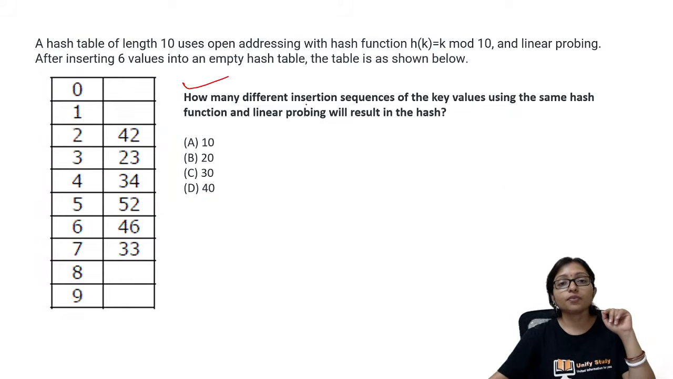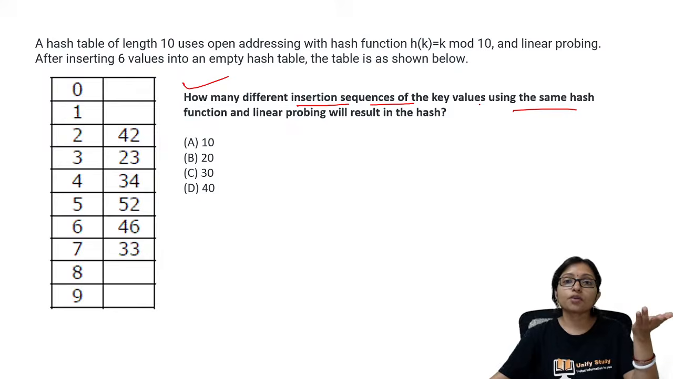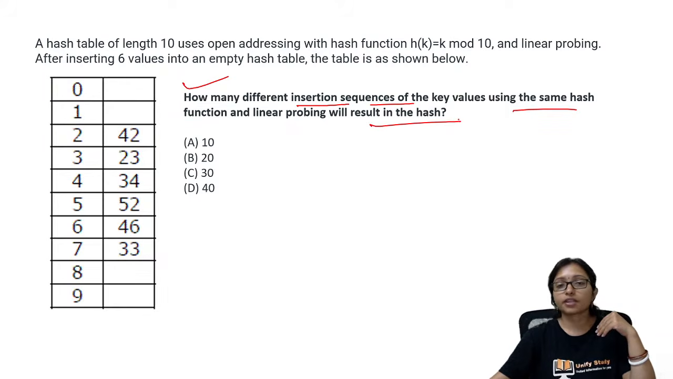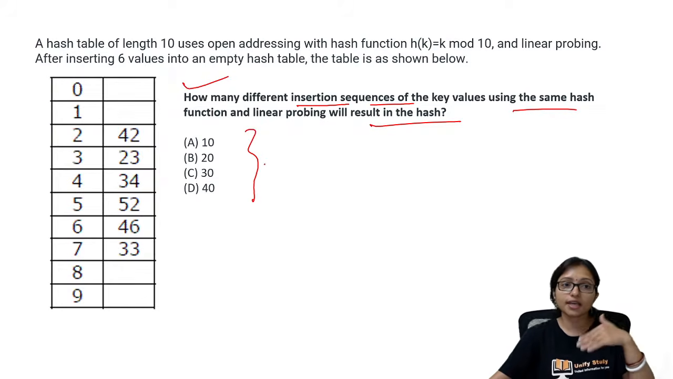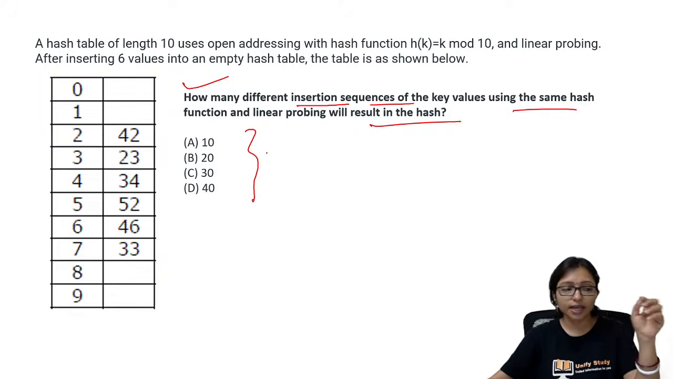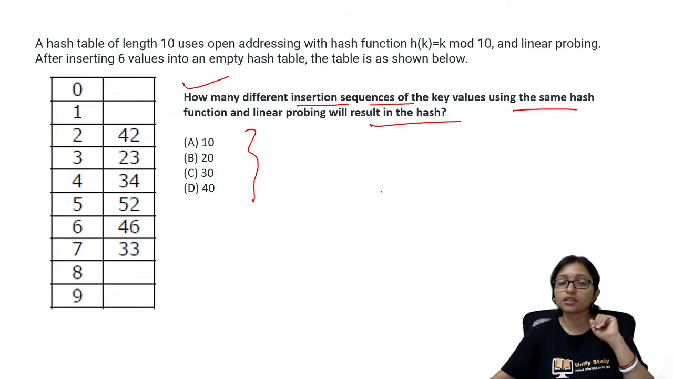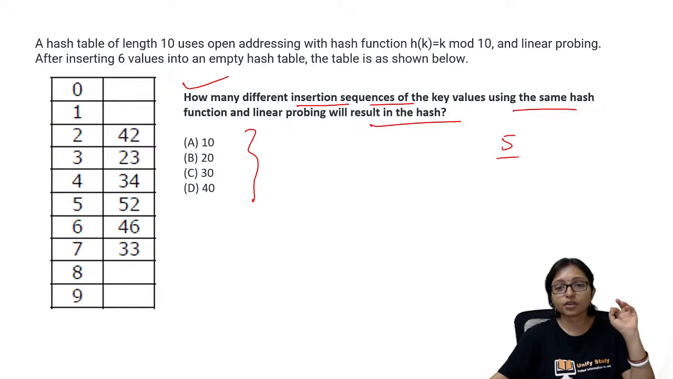Here how many different types of insertion sequence can there be? They can ask you total probing also, or they can ask you whether this is a correct sequence or not. Like this way also they can make the sequence and they can ask you. It is very easy to form 5 questions from hashing. High chance, highly expected.